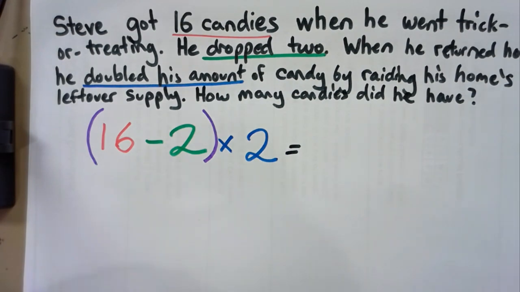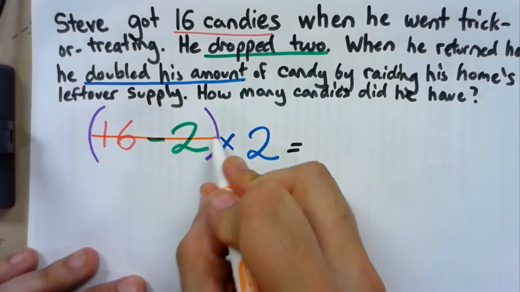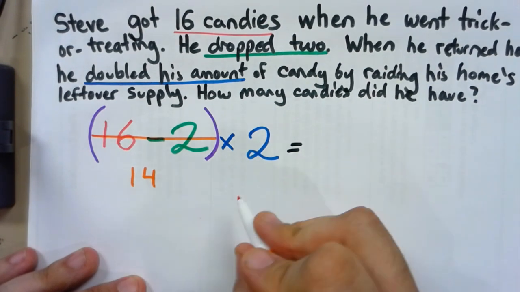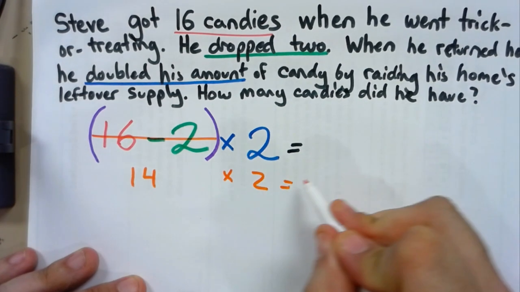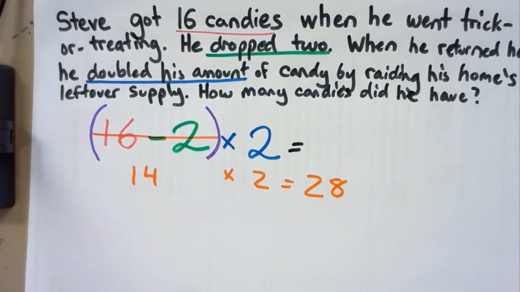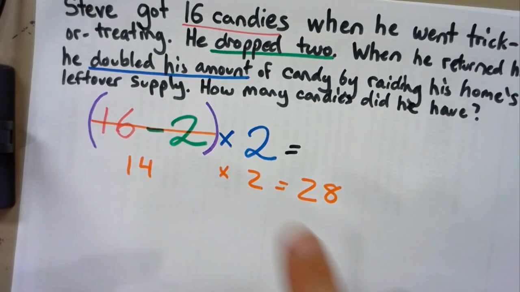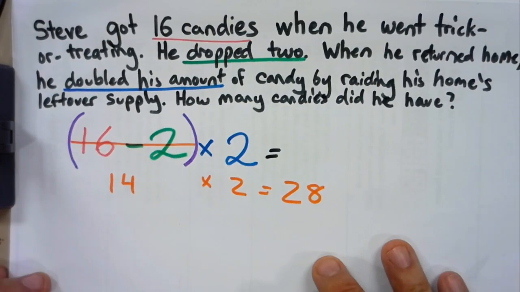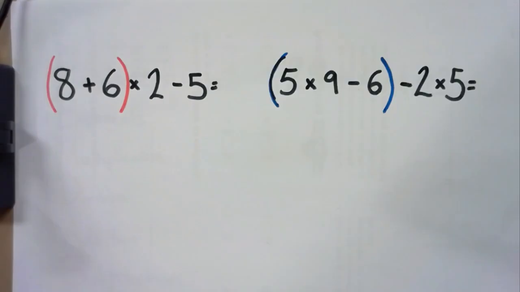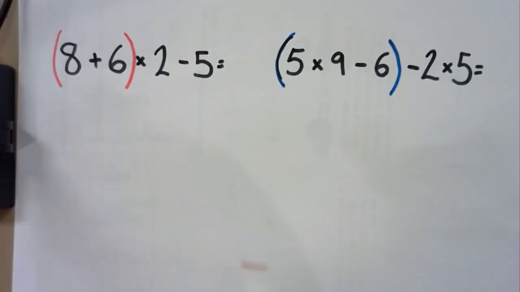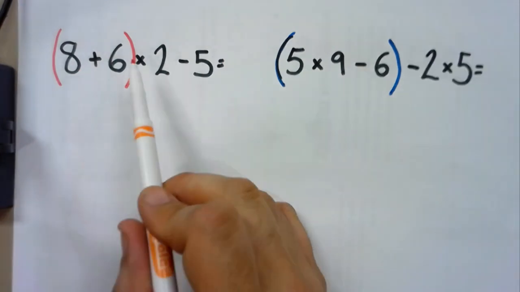So for example, here I need to first do my 16 minus 2. I need to do that part first. 16 minus 2 equals 14. And I have 14 times 2. 14 times 2 equals 28. My parentheses told me to do that part first in order to get the answer. And here's a perfect example of why you need to do that at times. So if you take a look here at these 2 problems here, we know that we're going to start off with 8 plus 6.